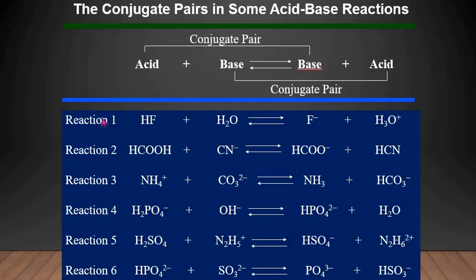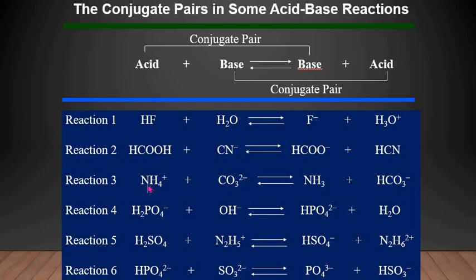Here are a few reactions. The pattern is that when an acid reacts with a base, it is converted into a base and an acid. The acid from the reactant and the base from the product act as a conjugate pair. The base from the reactant and the acid from the product are another conjugate acid-base pair. We will discuss one reaction.